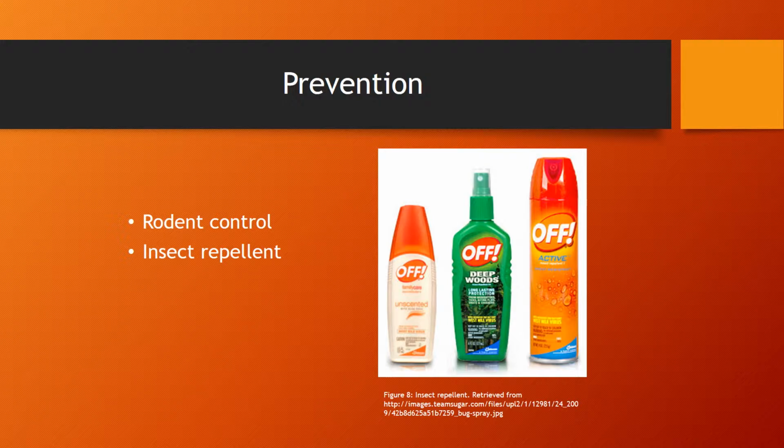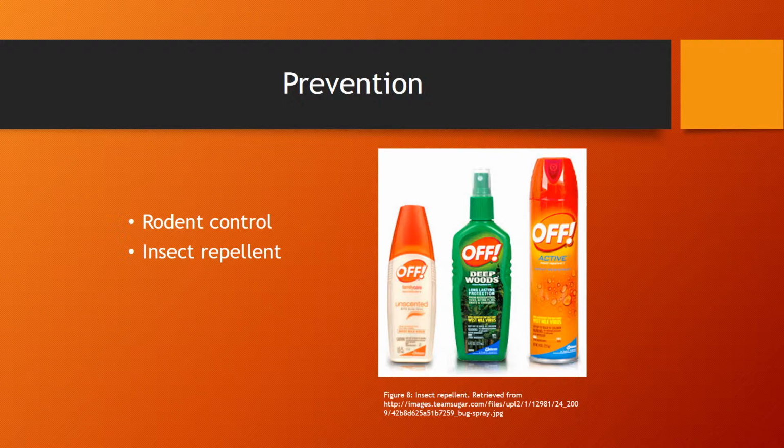All right, so as far as prevention goes, primarily what we're looking at is rodent control, so control of the organism that carries these fleas. Without rodents around, you won't really have a rodent flea problem. Also, making sure that an individual uses insect repellent on themselves so that it will deter insects such as fleas from wanting to bite them.